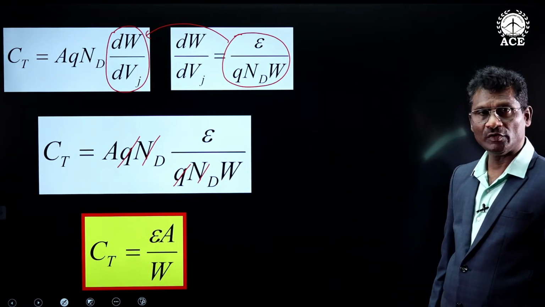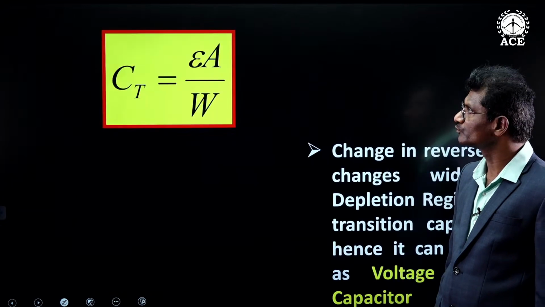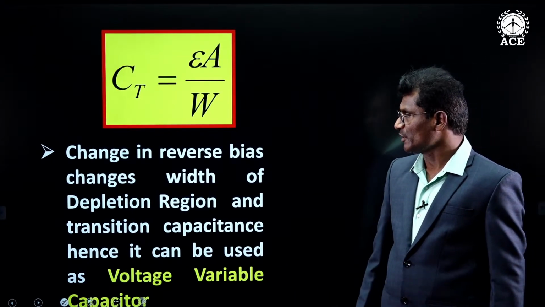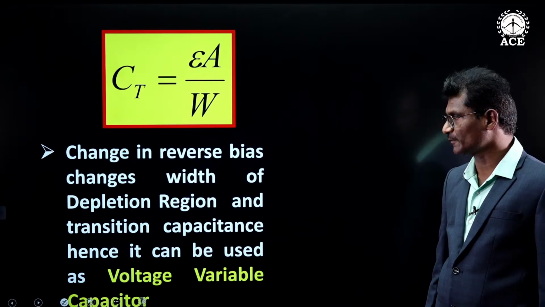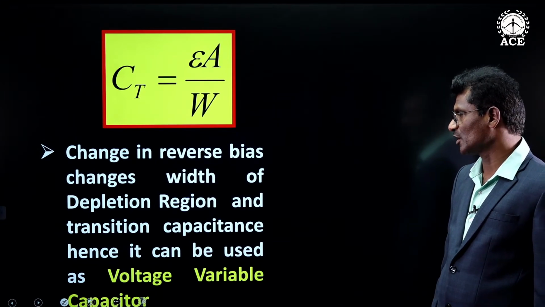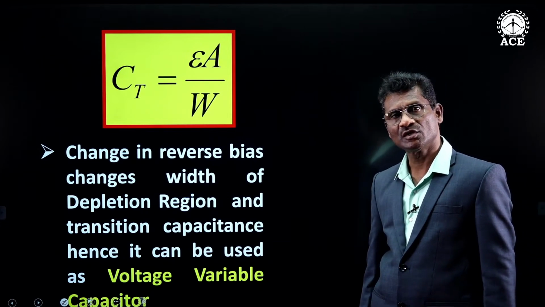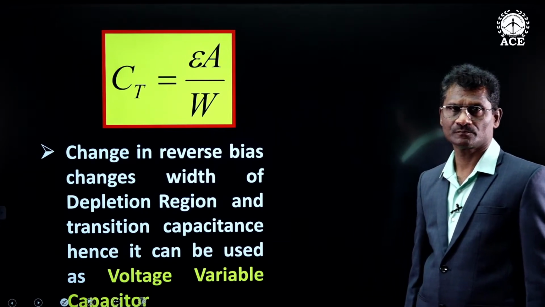Okay, we'll continue the discussion. Change in reverse bias changes width of depletion region. Hence, it can be used as voltage variable capacitor.